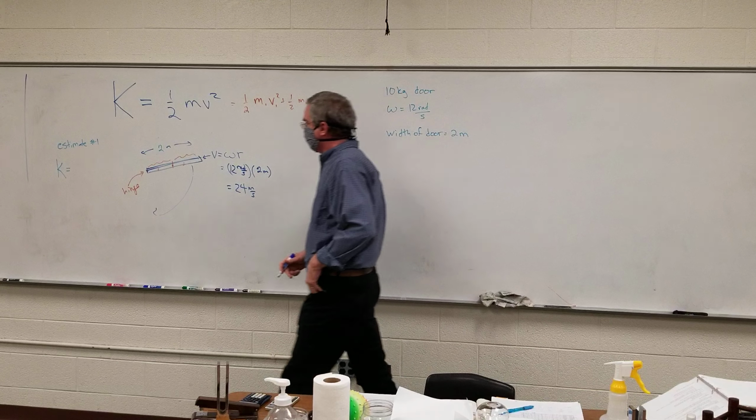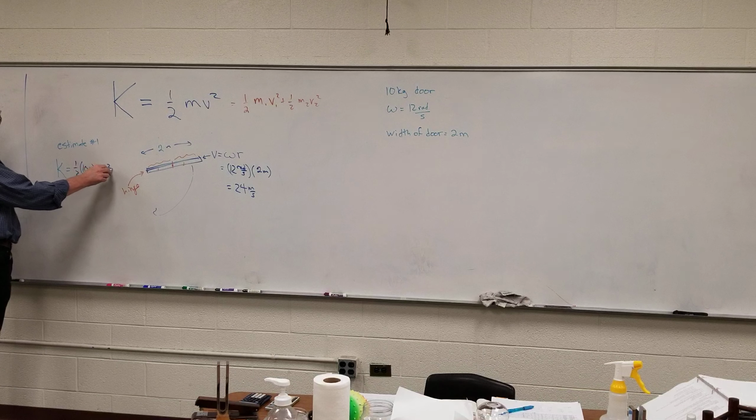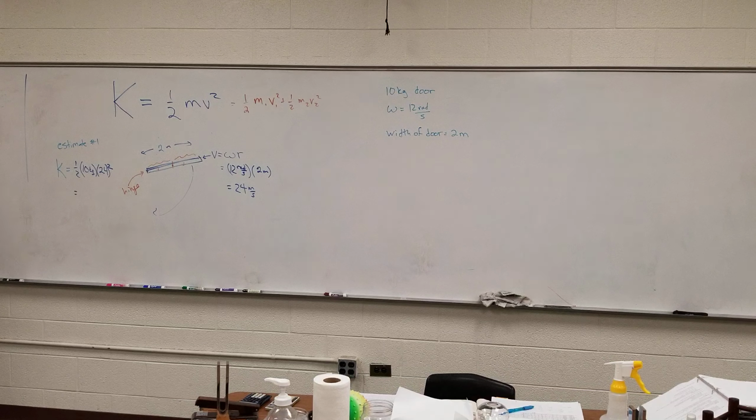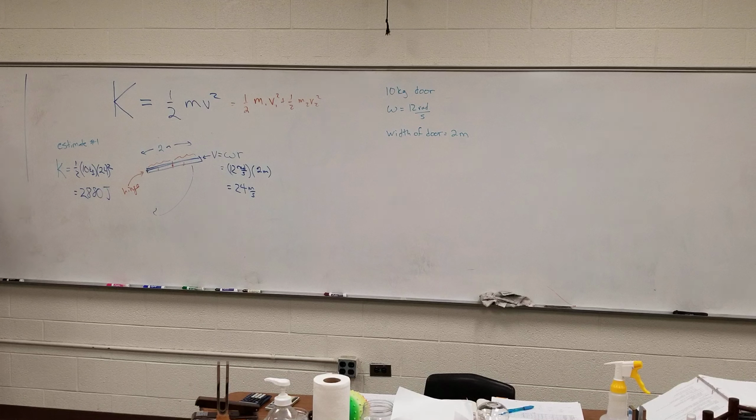So our crude estimate here is one half times the mass of the door, which I made 10 kilograms, times the speed squared. Now I'm regretting using the big numbers, but anyway, we have calculators. What is the kinetic energy? Is it 2,000? Oh wait, I did 20 squared instead of 24. Is it 2,880? 2,880. That sounds reasonable. 2,880 joules. Yeah, I got that too.